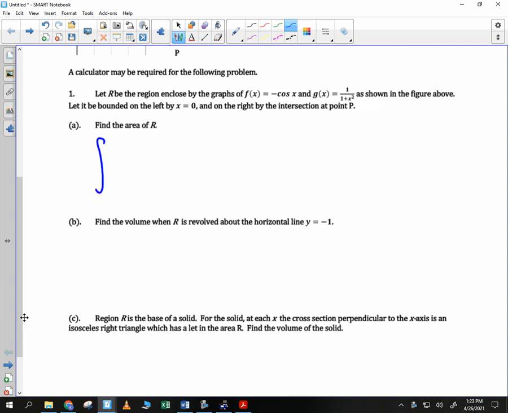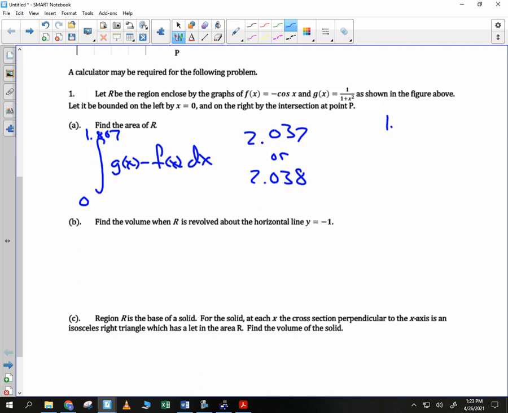All right, so you should have this set up here. We would go from 0 to 1.807 of g of x minus f of x dx, and your answer should be 2.037 or 2.038. You would get 1 point for the integral, 1 point for the bounds, and 1 point for the answer. Does everybody understand where you get your points from there?